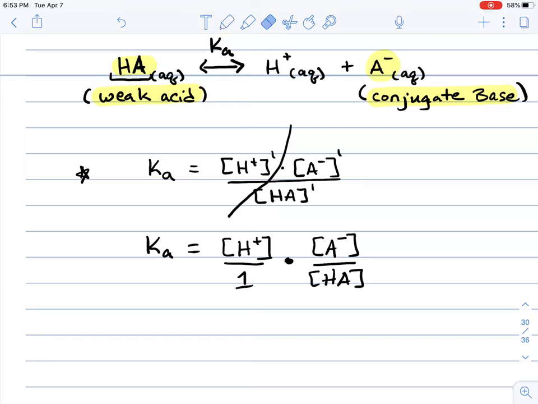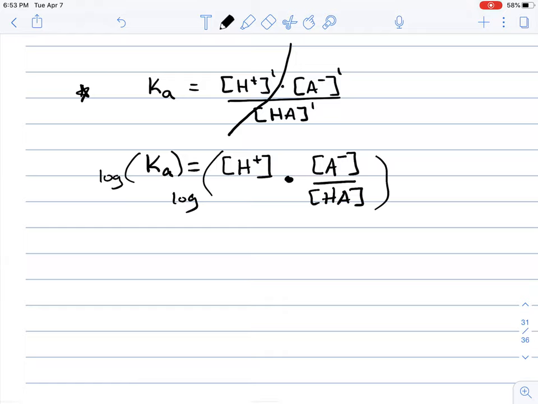And so the next thing that I'm going to do is erase this 1 in the denominator, and that's okay because anything that's typically not written, we can assume that there's a one underneath it. And so the next thing that we're going to do is take the log of both sides. I'm going to take the log of Ka, and I'm going to go ahead and take the log of this whole expression. And whenever you take the log and the terms are being separated by a multiplication sign, that's going to be equivalent to an addition.